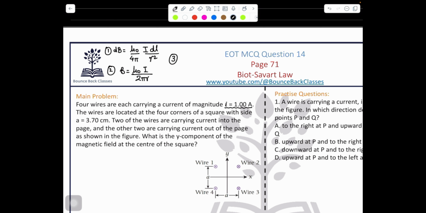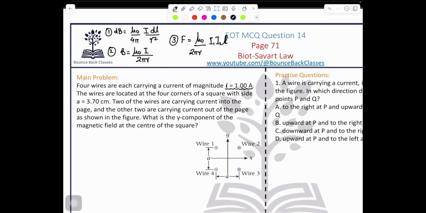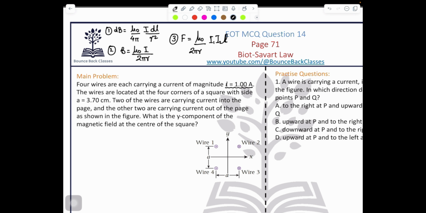And third is where both the forces are there: force is equal to mu naught over 2 pi r, I1 I2 times L. These are the formulas. You need to identify what we are looking for. 4 wires are each carrying current of magnitude I, I is given as 1 ampere. The wires are located at the 4 corners of a square.